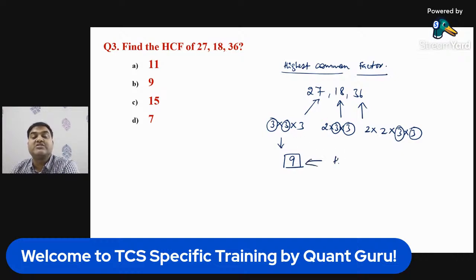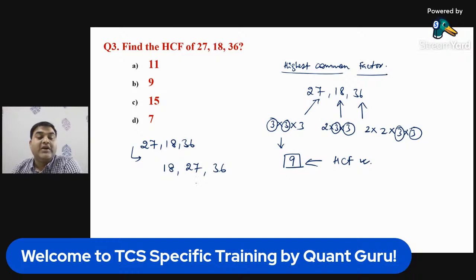So 9 is the HCF of the three numbers, right? 27, 18, and 36. That is the highest number which is common. So how can we do this in this question? Again, finding the HCF of the numbers, I will write down the numbers in ascending order. So it will be 18, 27, and then 36.